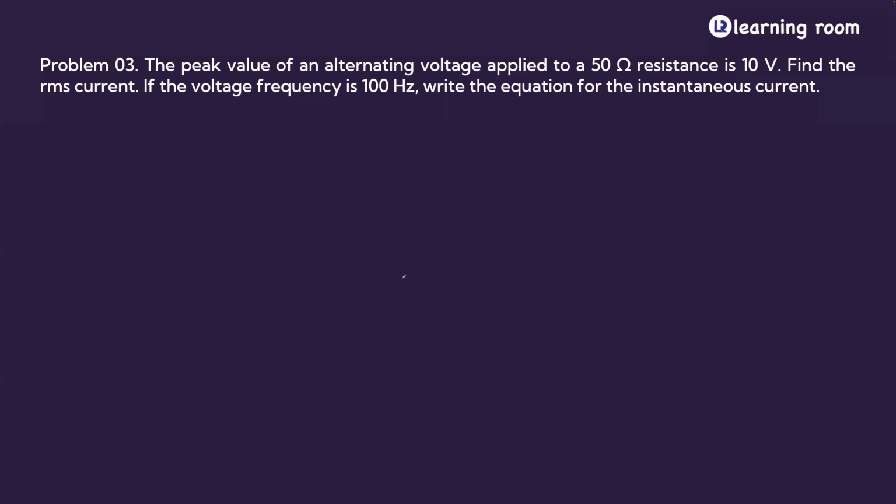So problem number 3. The peak value of an alternating voltage applied to a 50 ohm resistance is 10 volt. So resistance is 50 ohm. And what is given? E naught is given as 10 volt. Find the RMS current. Can you find it? So ERMS is equal to 0.707 times E naught. So 0.707 into 10 is going to be 7.07. So 7.07 volt is going to be the RMS value.